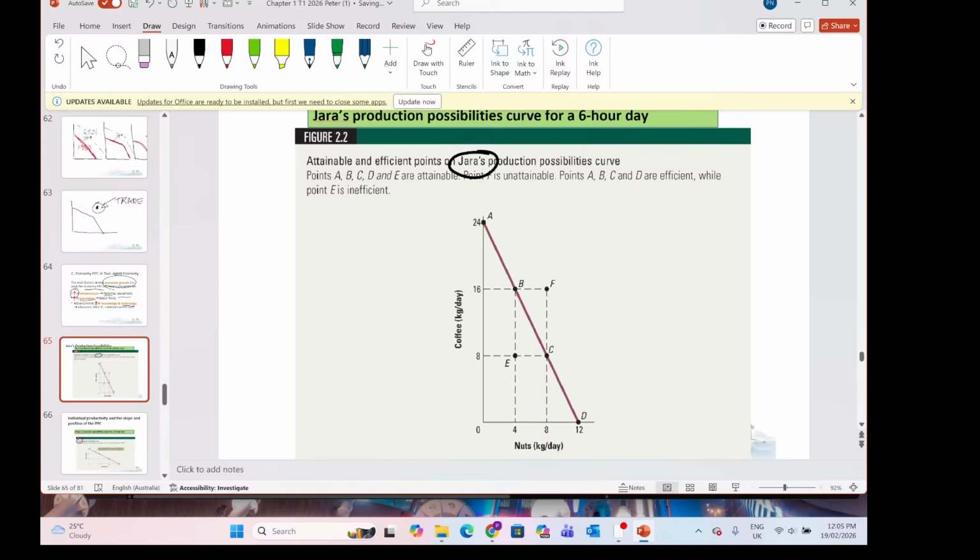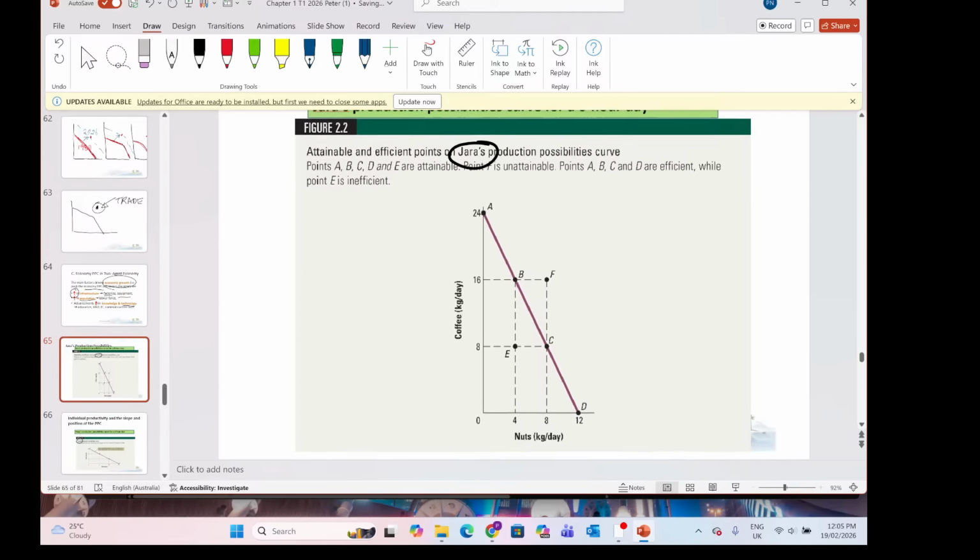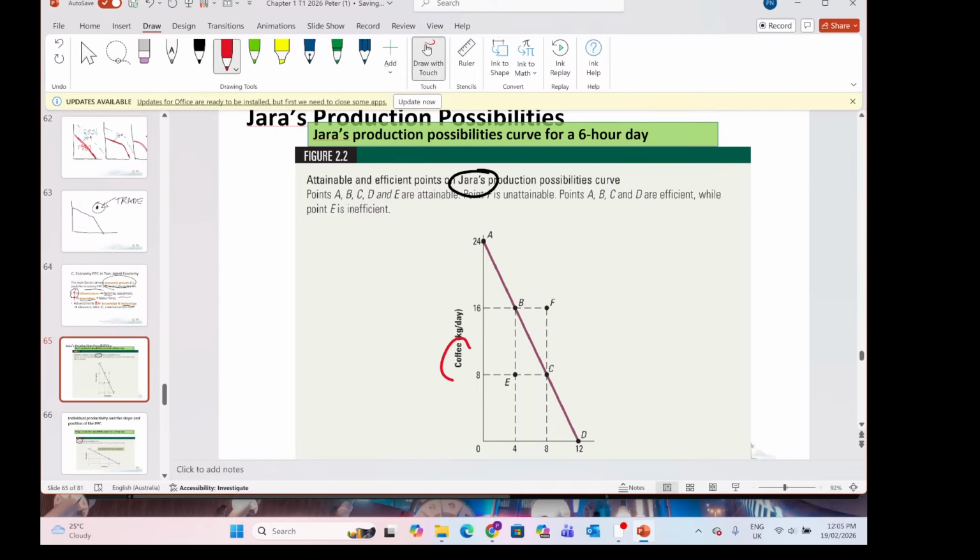The two products are coffee and nuts. Nuts on the horizontal axis. My eraser's not being very good to me here. I'll just leave those marks there. All right, so we've got coffee and nuts.